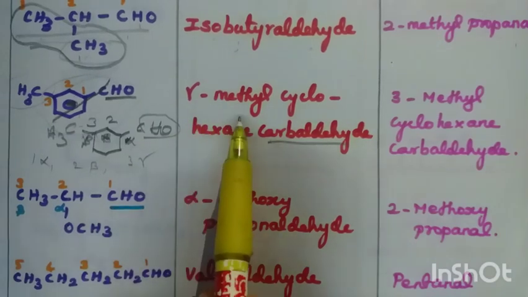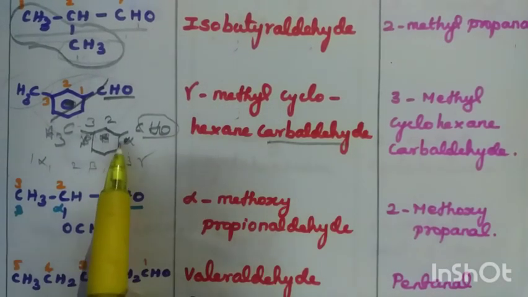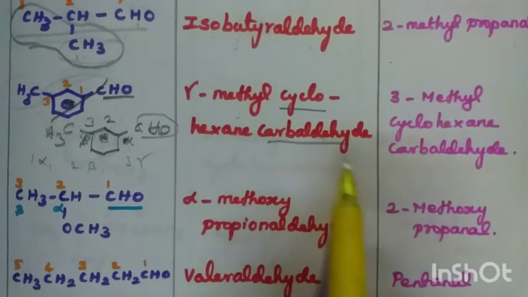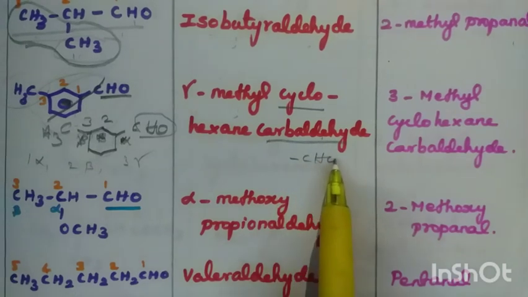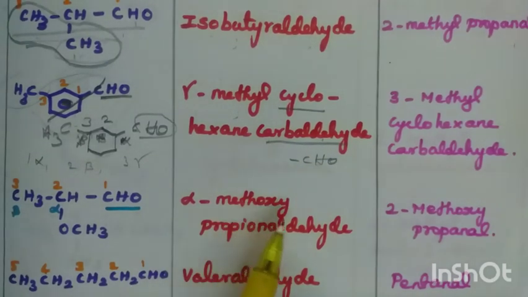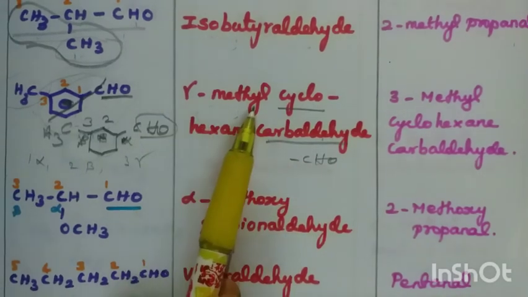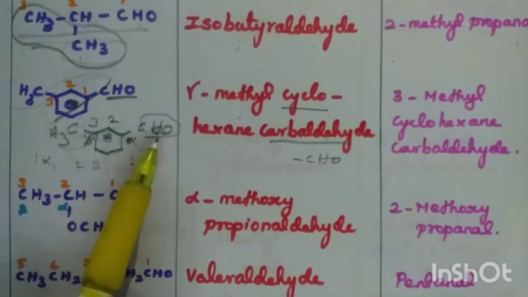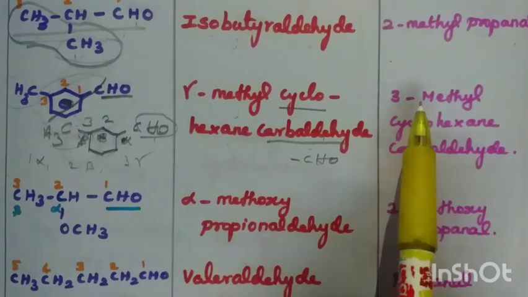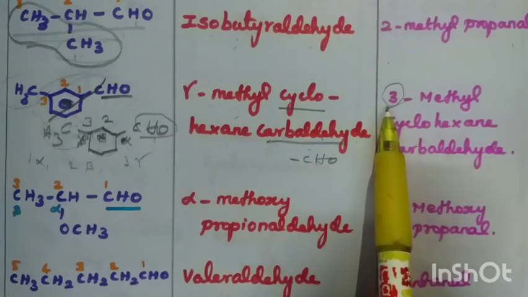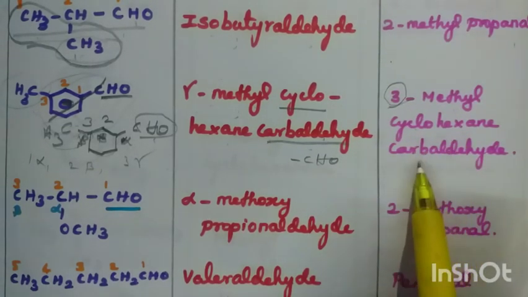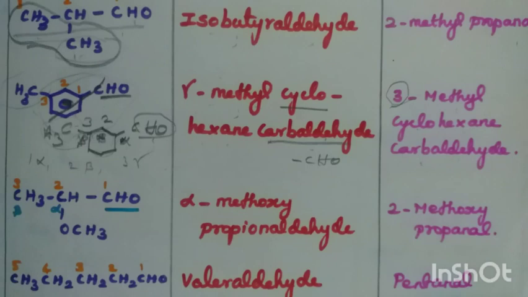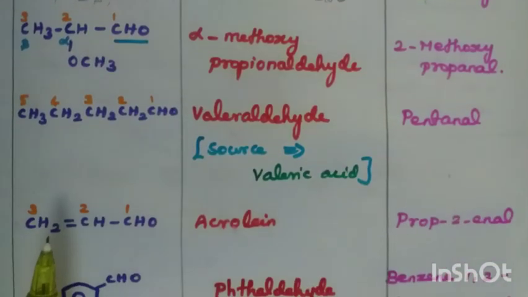At the gamma position we have a methyl. So cyclo, totally six carbon, hexane. Carbaldehyde is nothing but aldehyde. So gamma methyl cyclohexane carbaldehyde. While writing the IUPAC name, gamma is replaced by 3, the third carbon. So 3-methyl cyclohexane carbaldehyde. And the next compound is CH3 CH CHO.